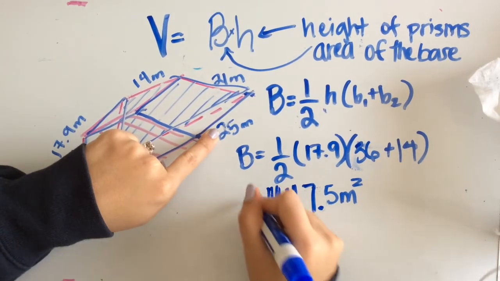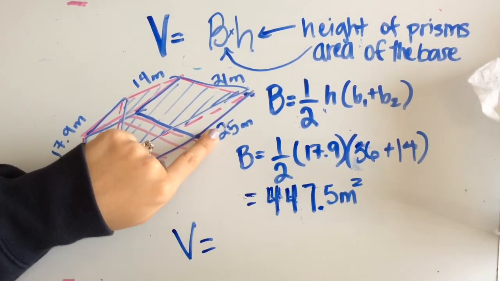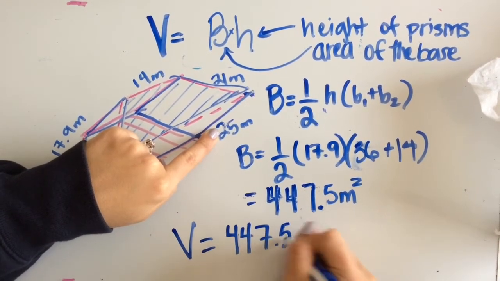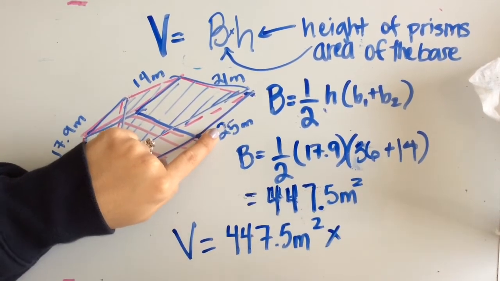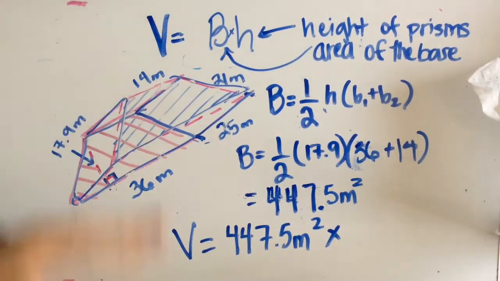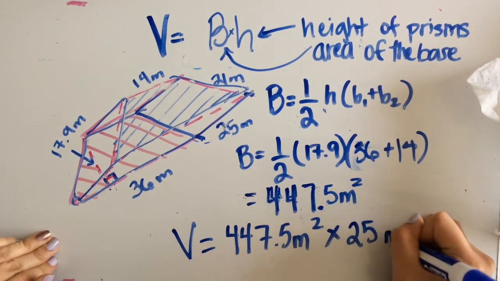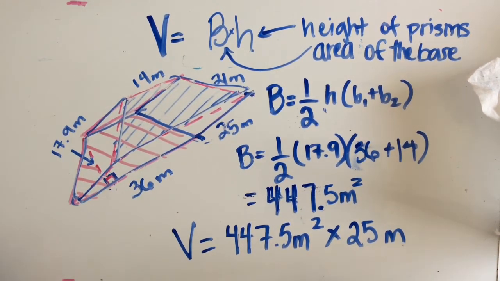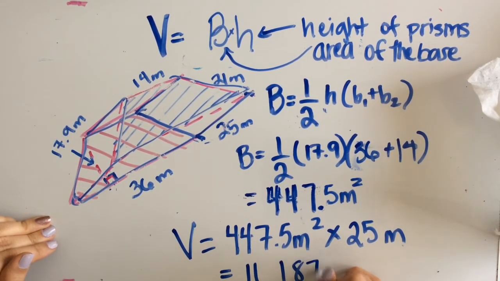Okay, so to find the volume of my trapezoidal prism, I am going to multiply 447.5 meters squared, okay, times the height of the prism, which is the distance between the two bases, which it tells me that it's 25 meters. Okay, meters squared times meters is meters cubed, right? So remember, we're dealing with three-dimensional space, so we should be working with cubic units. So if I multiply these two, it'll give me 11,187.5 meters cubed.